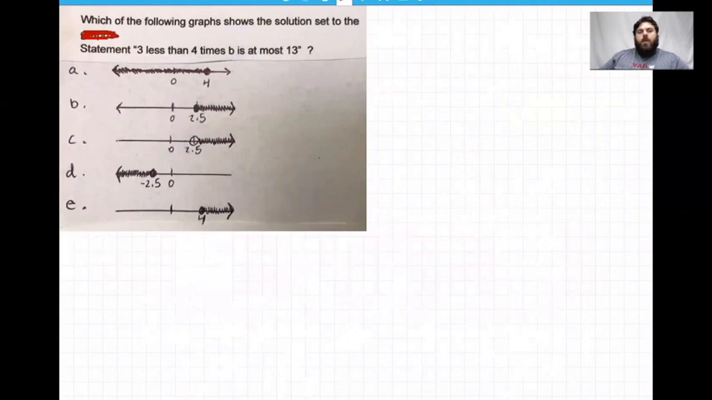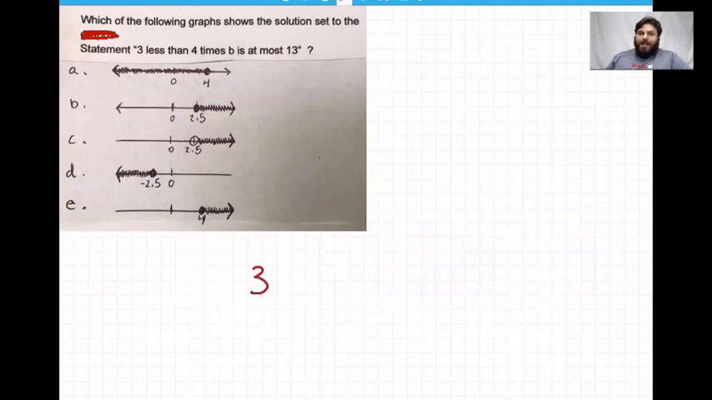All right, which of the following graphs shows the solution set to the statement 3 less than 4 times b is at most 13? All right, so this is an inequality that's written in words, so we have to convert this into an equation. Really the hard part here is that you don't get caught up in this trick.